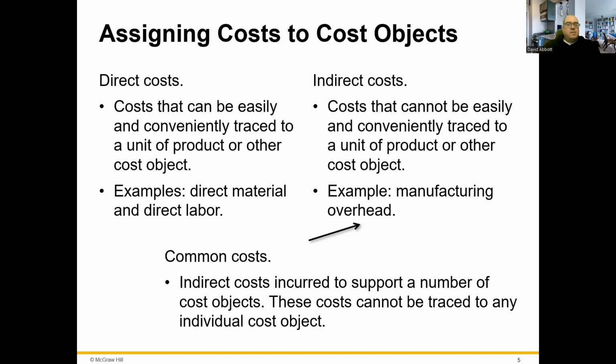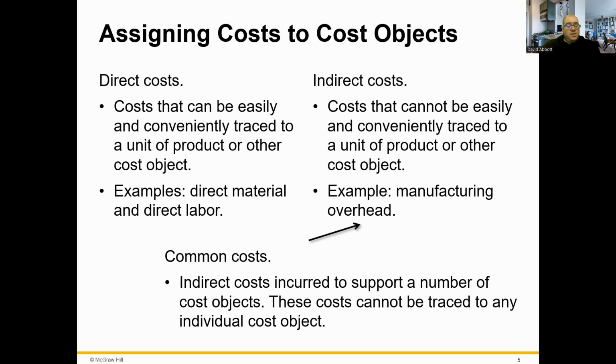So direct costs are costs that can be easily and conveniently traced to a specific cost object. An example that we're going to see might be direct materials or direct labor. We know directly what materials are going into a certain product or into providing a certain service, and of course, the labor that goes into building that particular product or that service.